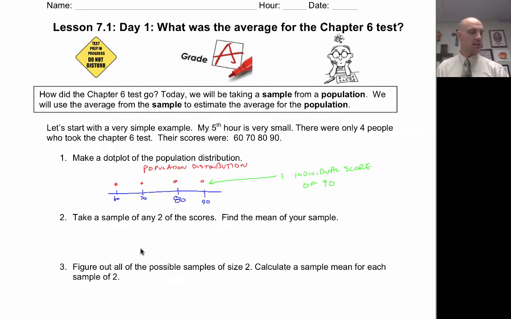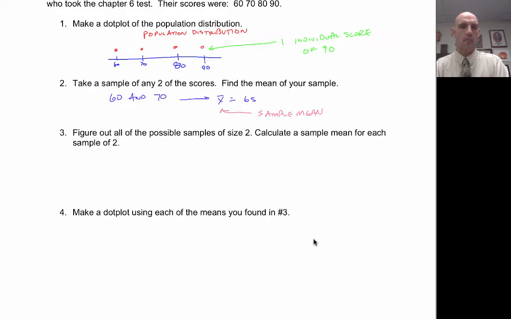So take a sample of any 2 of the scores. I'm going to pick 60 and 70 and find the mean. So the mean, X bar, is equal to 65. Now, is that the mean of the population? No, that's called a sample mean. X bar is used to represent a sample mean. That's important because the sample mean might not even represent the mean of the entire population. A lot of times it doesn't. But how close it is in proximity is going to tell us how good of a sample it is, perhaps.